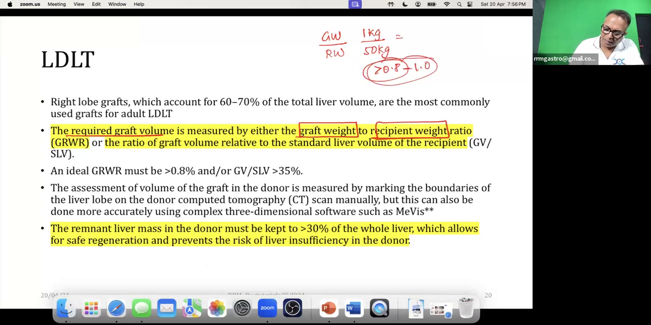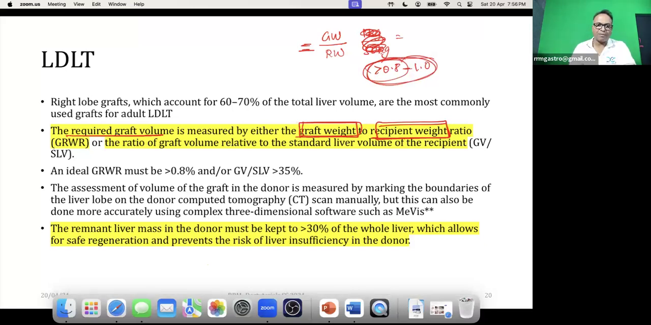So don't forget this ratio: graft weight divided by recipient weight. Usually the graft weight will be 600 grams, 800 grams like that, so you have to calculate accordingly. Graft weight divided by recipient weight of 0.8 to 1.0 is a normal value. It should be more than 0.8. That is what is called GRWR, the graft recipient weight ratio. That is very simple. Don't get confused.